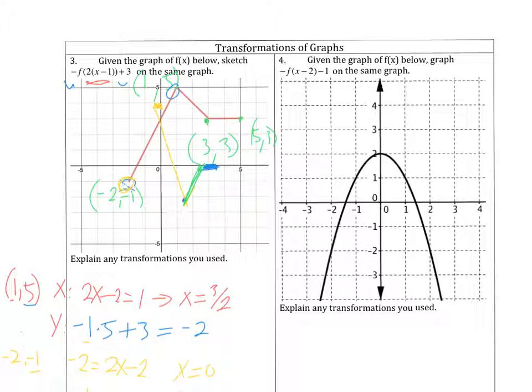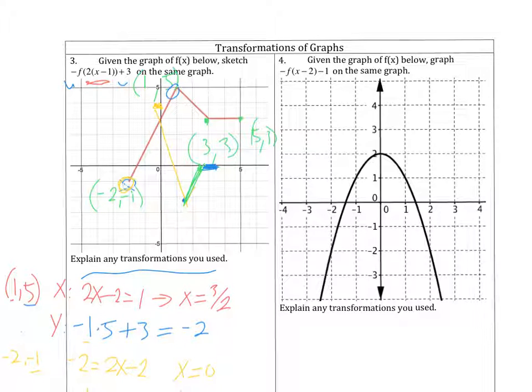You might notice this graph is now flipped. By the way, now I'm explaining the transformations. This graph has been flipped over the x-axis. That's the negative part. It's been squished. It's twice as narrow as it used to be. That's that 2. It's been moved over 1 unit from where it used to be, and up 3 units from where it should be.